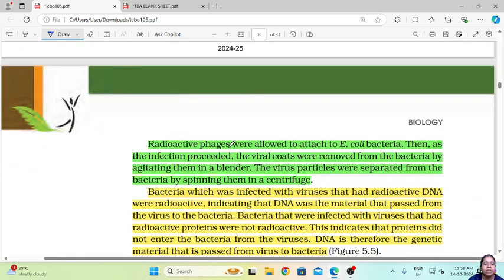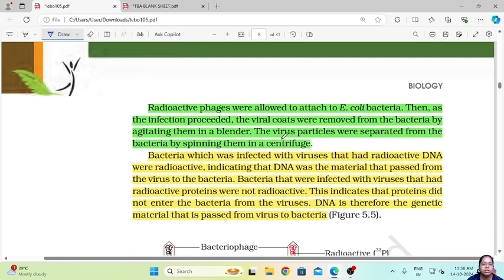Then the radioactive phages were allowed to attach to E. coli bacteria. As the infection proceeded, the virus coats were removed from the bacteria by agitating them in a blender, followed by centrifugation. The bacteria infected with viruses that had radioactive DNA were radioactive, indicating that DNA was the material that passed from the virus to the bacteria, and bacteria infected with viruses that had radioactive protein were not radioactive.